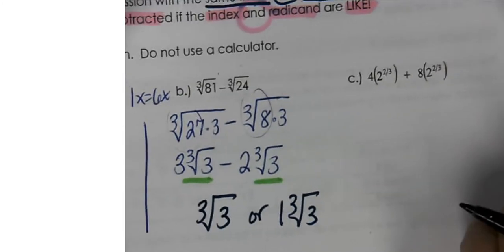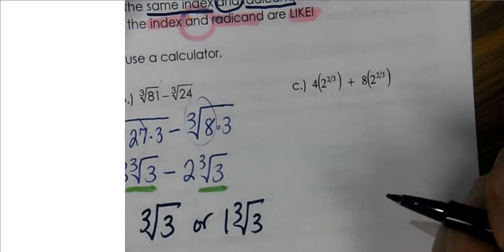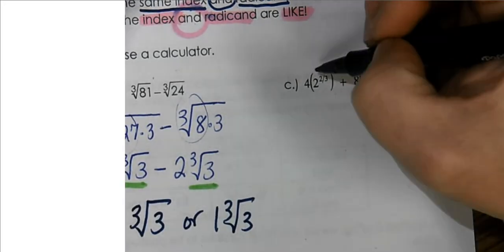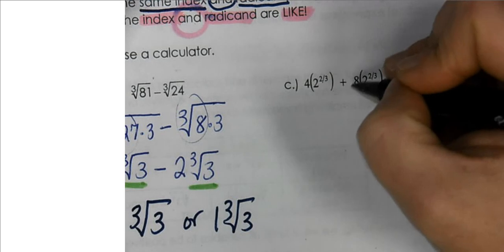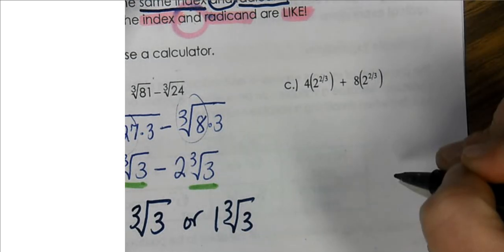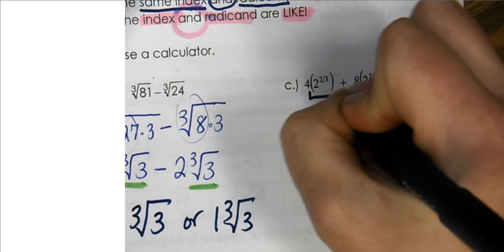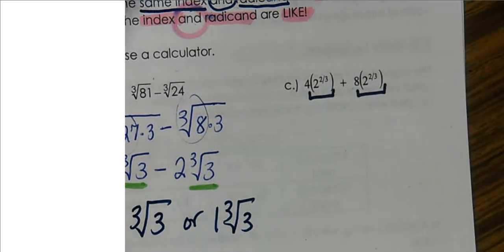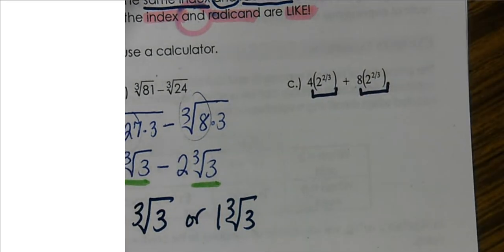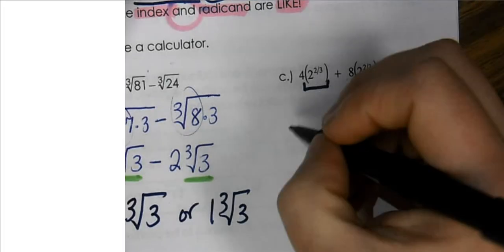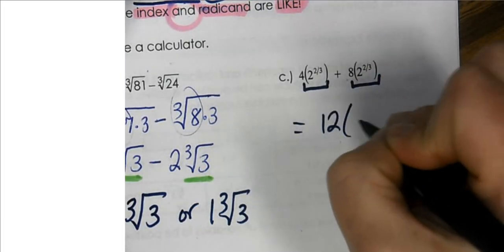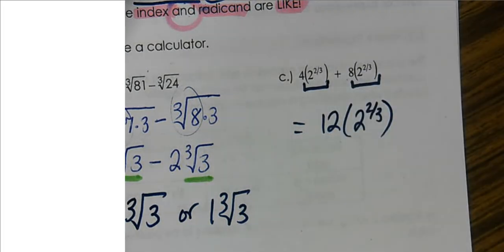Let's go ahead and look at letter C. In letter C, I have 4 times 2 to the 2/3 power plus 8 times 2 to the 2/3 power. Because this is the same radical of 2 to the 2/3, and technically they're like radicals, I simply combine, and this is going to be equal to 12 times 2 to the 2/3 power. I don't do anything else with it. I don't have to deal with rewriting it in radical form. Whatever the structure is to start, that's the way that we end the problem. And this is simply our answer.